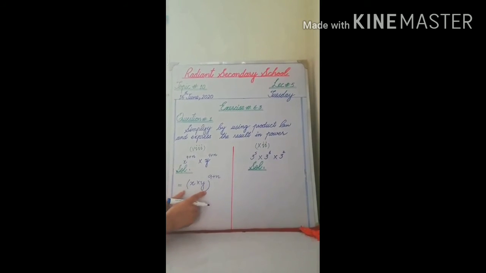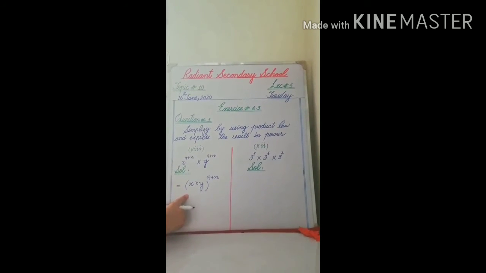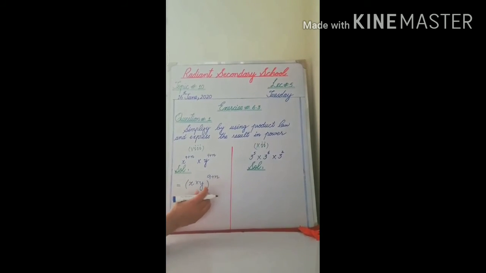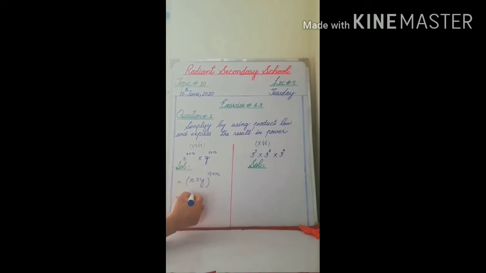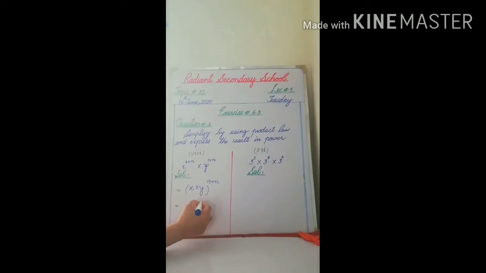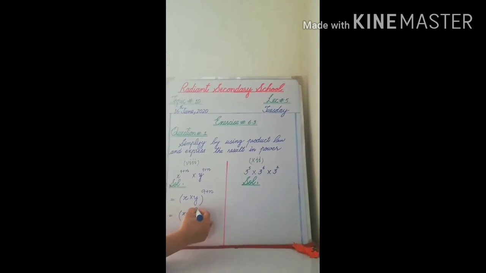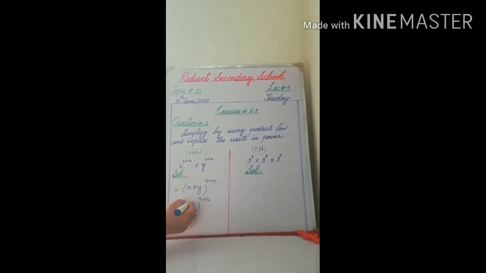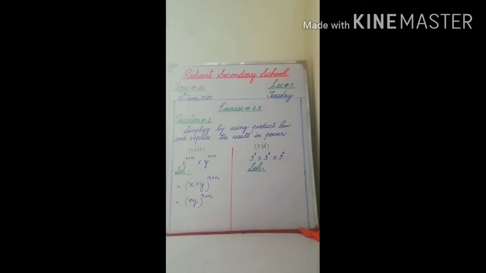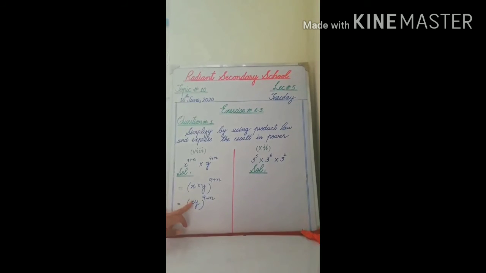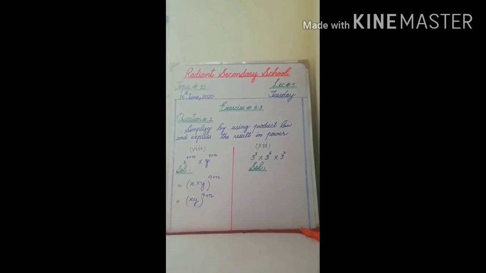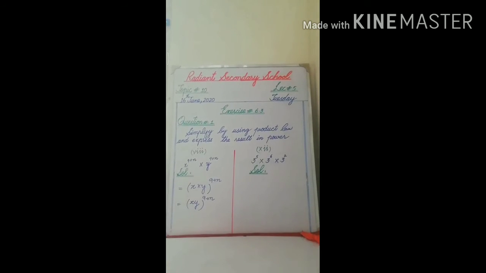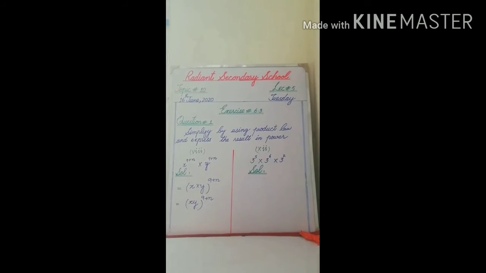This round bracket means... you can also write like this because bases are different. You can write like this: xy whole exponent 9 plus n. Because I know very well, if two variables are coming together and there is no sign between them, it means multiply sign is there. I think you people also know about this thing.